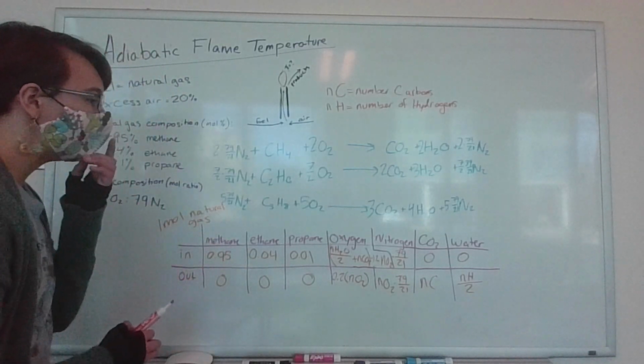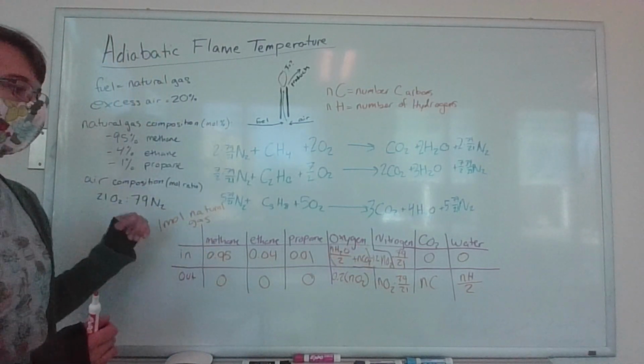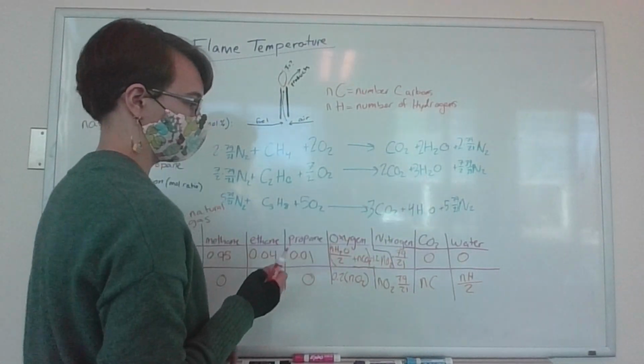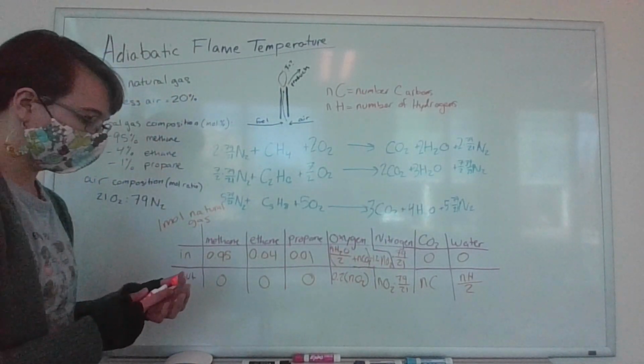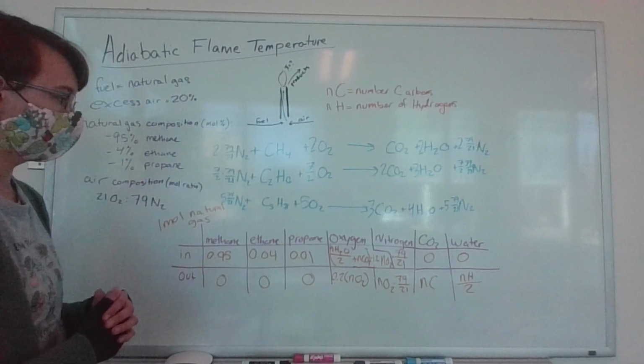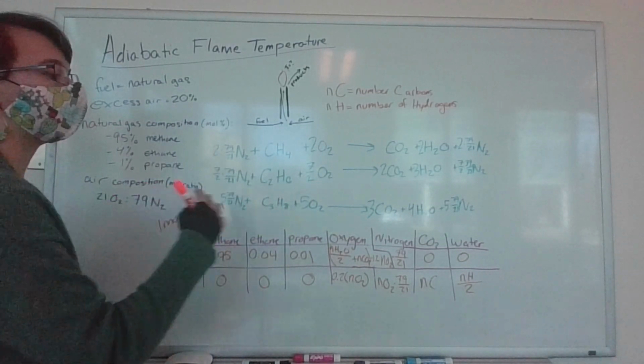Sorry about that. But yeah, so we'll multiply it by 1.2 because 120% of the oxygen needed goes in, and then only 20% comes out. So that's how we're going to calculate the amount of each of these components that goes in and how much comes out.